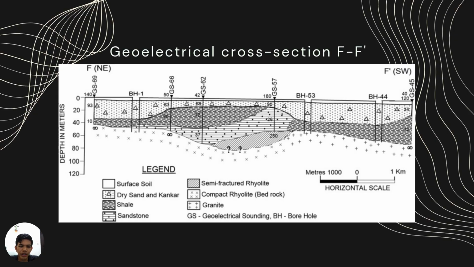The third layer is mainly shale, identified by low resistivity values from 10 to 26 ohm meters, except in the central region where sandstone is present. The thickness of this layer ranges from 32 to 48 meters. Finally, the bottom layer includes compact rhyolite in the north, semi-fractured rhyolite in the middle, and granite in the south. The upper sedimentary layers may have small cracks along the contact with bedrock. These fractures and joints are potential pathways for groundwater leakage, both horizontal and vertical.